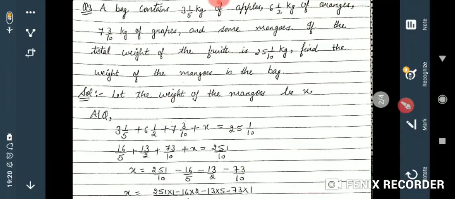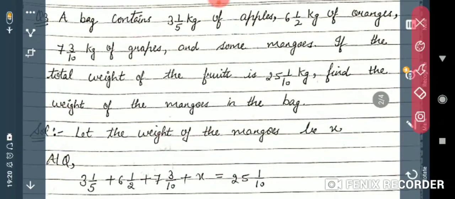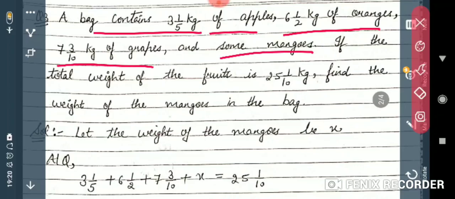Now the next question is: a bag contains 3 1 by 5 kg of apples. So one bag is there. 3 whole 1 upon 5 kg apples, 6 whole 1 by 2 kg of oranges, 7 whole 3 by 10 kg of grapes, and some mangoes. Just see in the question, the apples are specified, oranges are specified, grapes are specified, but mangoes are not specified.